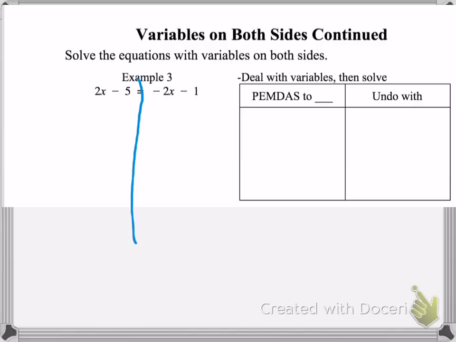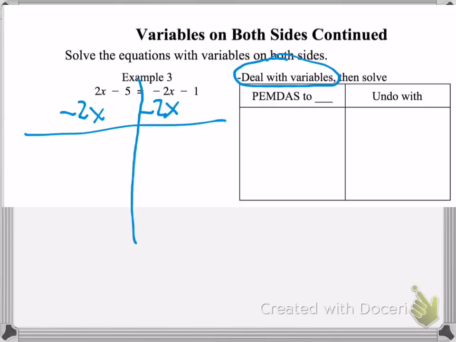So I want to deal with the variables first, just like it says. That's why I give you some of these instructions. I'm going to subtract 2x from both sides this time, minus 2x. So 2x minus 2x is 0x, that's gone. We have negative 5 left over because I didn't touch that.